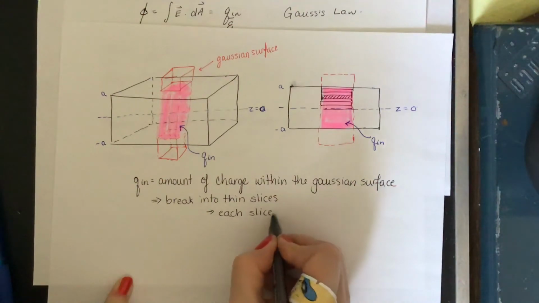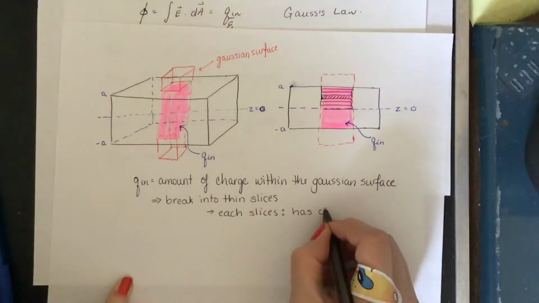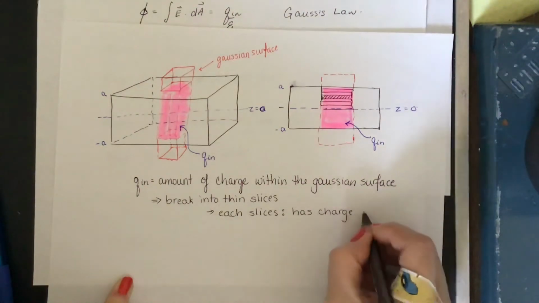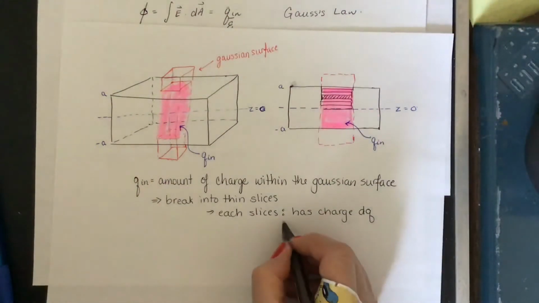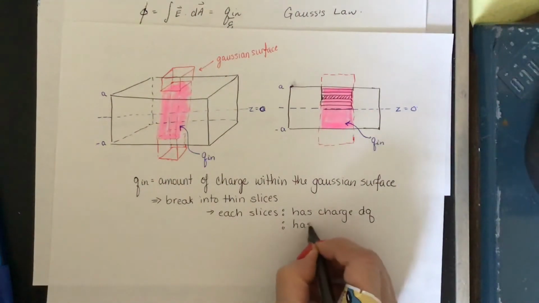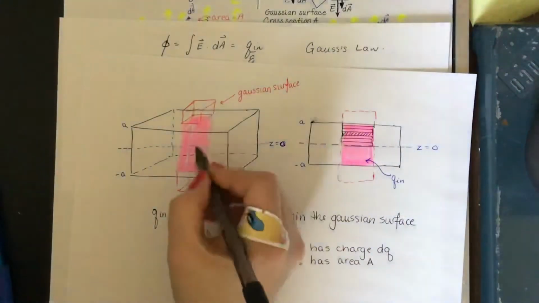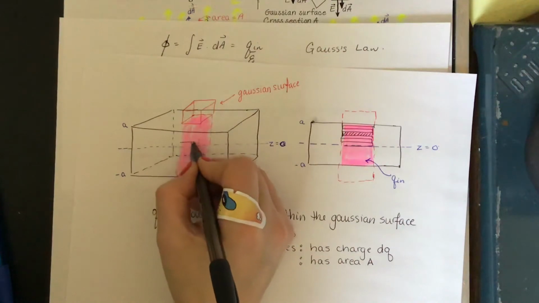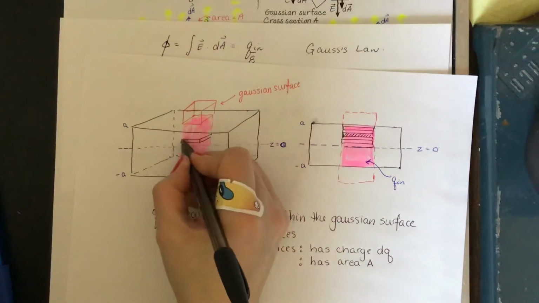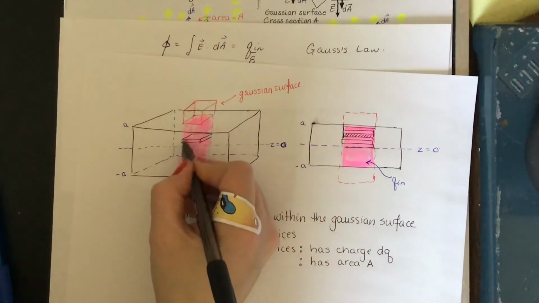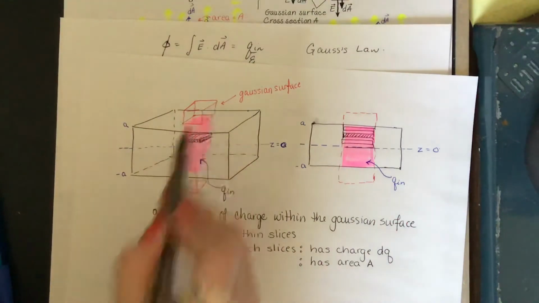each of those thin slices, what do we know about it? It has an amount of charge that we'll call dq. It's only a small amount of charge, which is why we'll use d. So it has charge dq. It has area A. Maybe if I try and draw my slice over here on the 3D picture, it might be easier to see why it has area A. So my slice is a little bit of the charge that goes through the whole thing. Okay, so it has area A, the same area of that Gaussian surface.